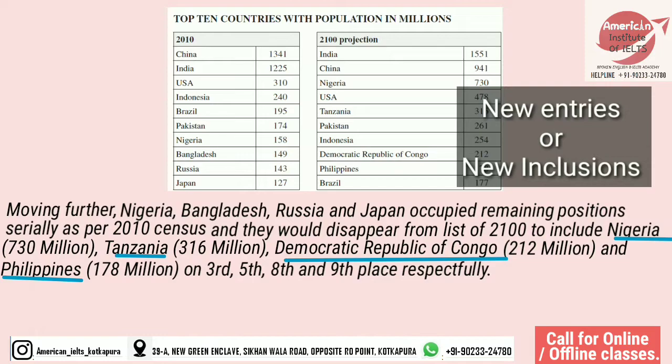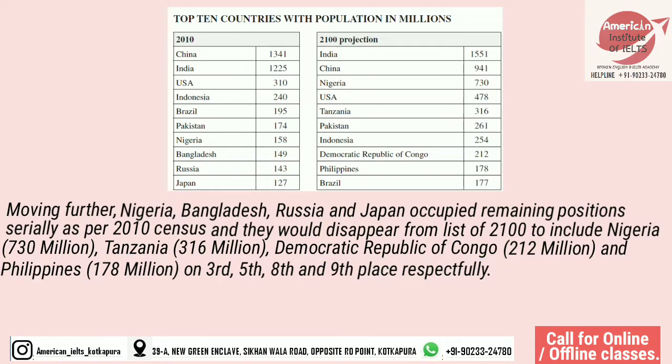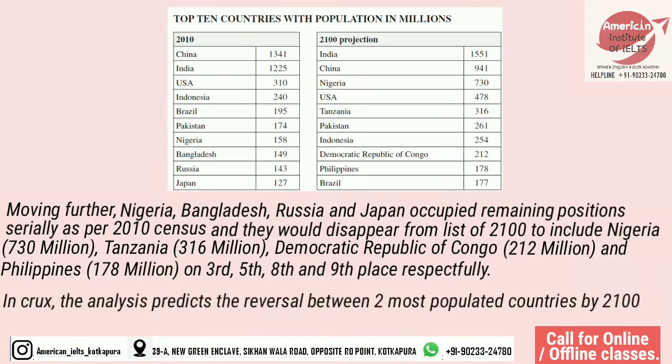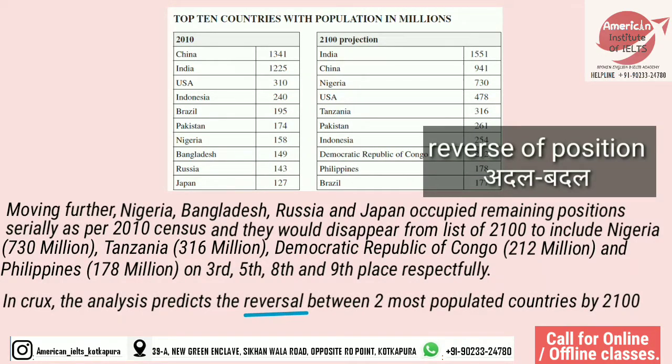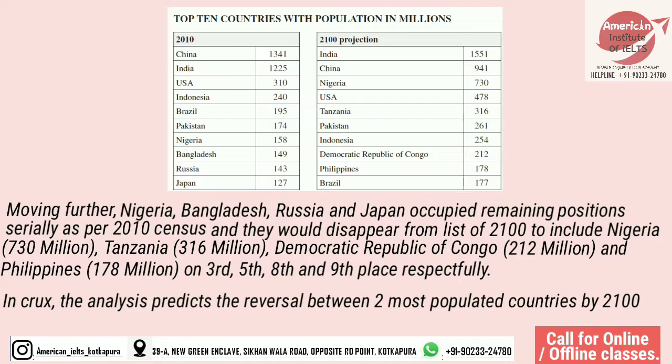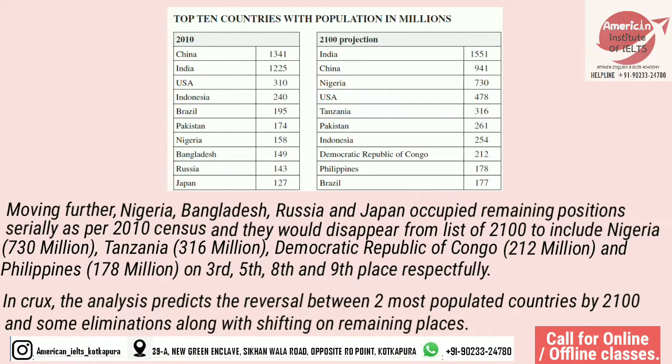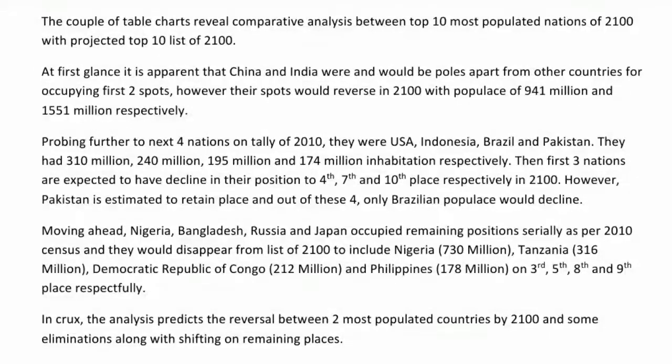Okay, so now coming to the crux or the conclusion of this activity. In crux, the analysis predicts the reversal between the 2 most populated countries by 2100 and some eliminations along with shifting on the remaining places. I'm sure the ideas which I have given are helpful to you.